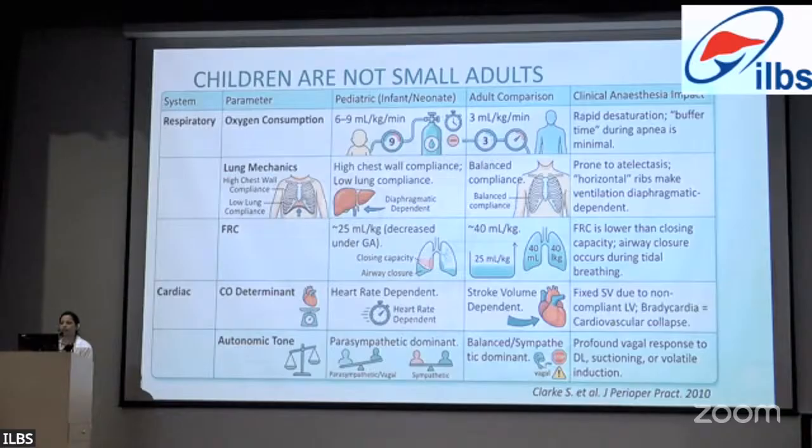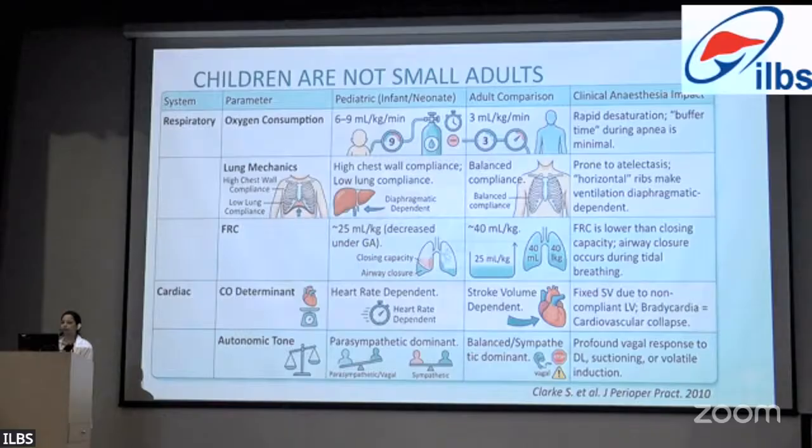They have high chest wall compliance with low lung compliance, and their ventilation is diaphragm dependent. This accentuates once the patient comes with abdominal distension; they are prone to atelectasis. Their FRC is very low as compared to adults, which further decreases under general anesthesia. This means that airway closure occurs during tidal breathing only, because the closing capacity of the airway is more than the functional residual capacity.